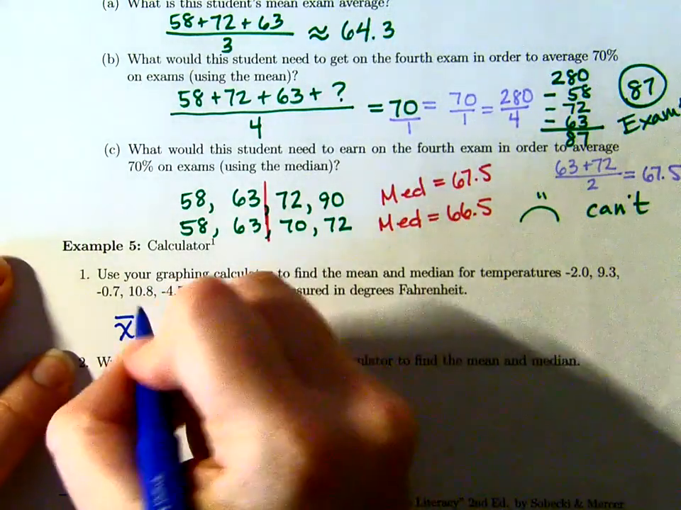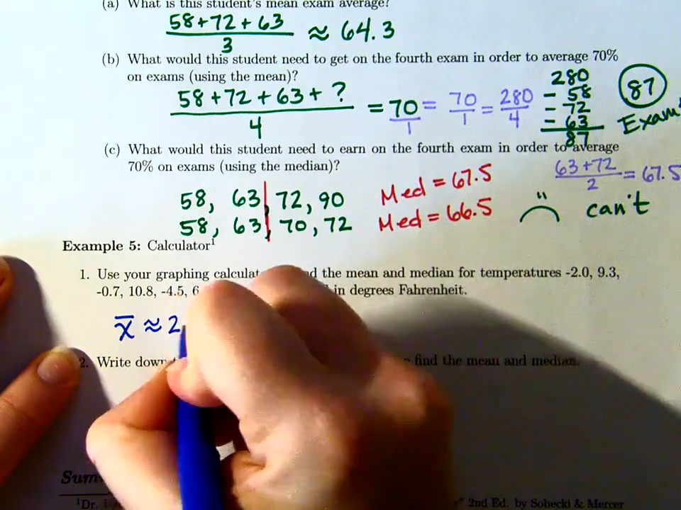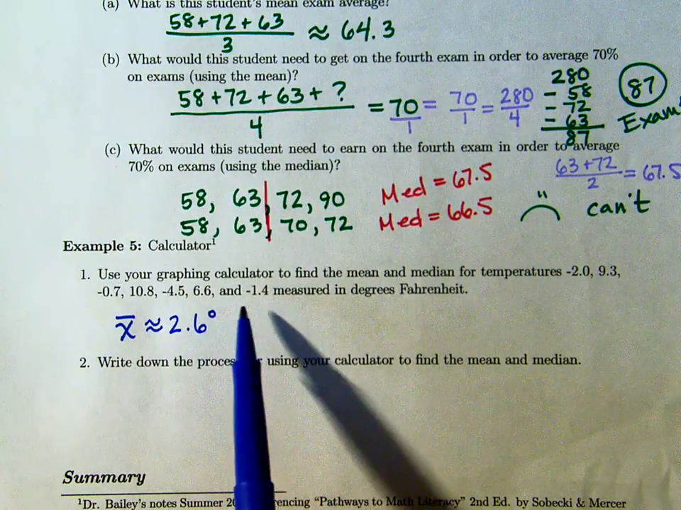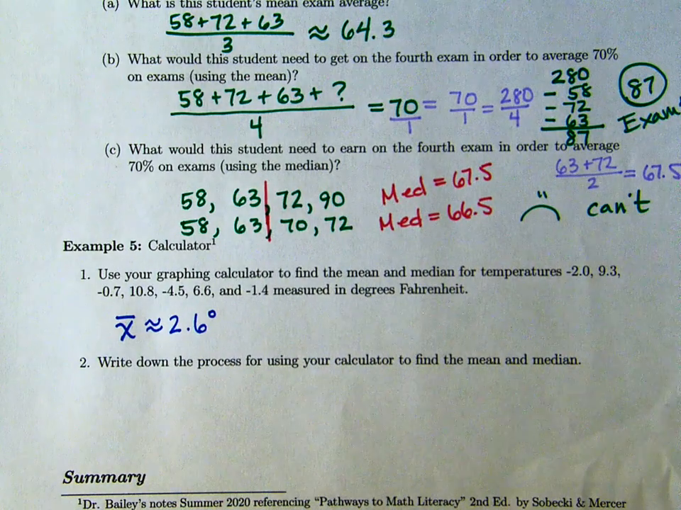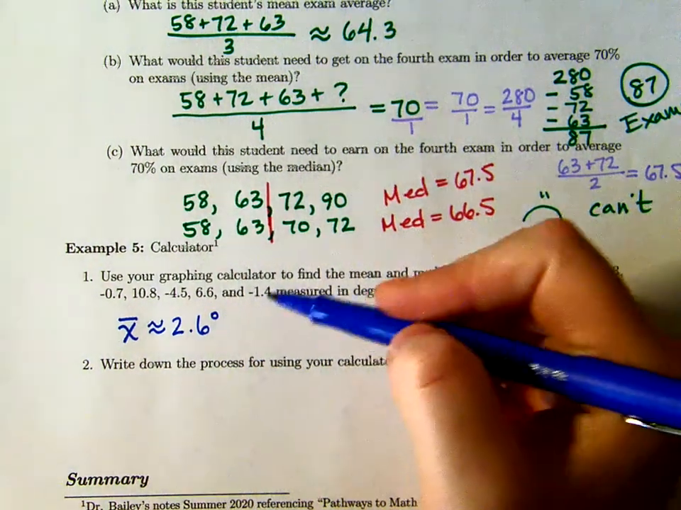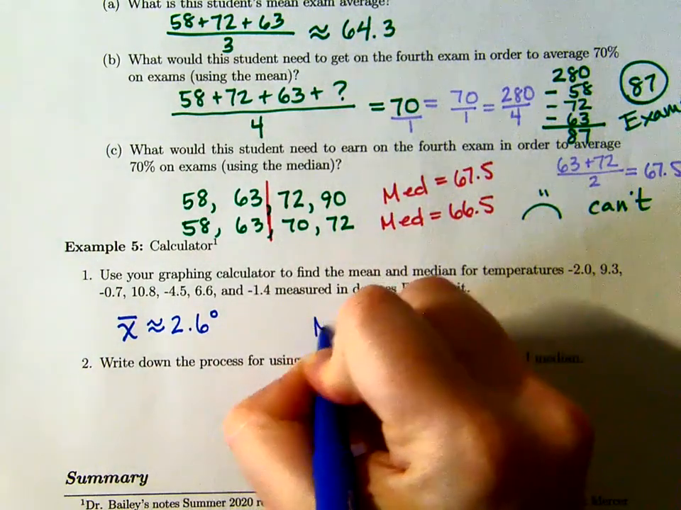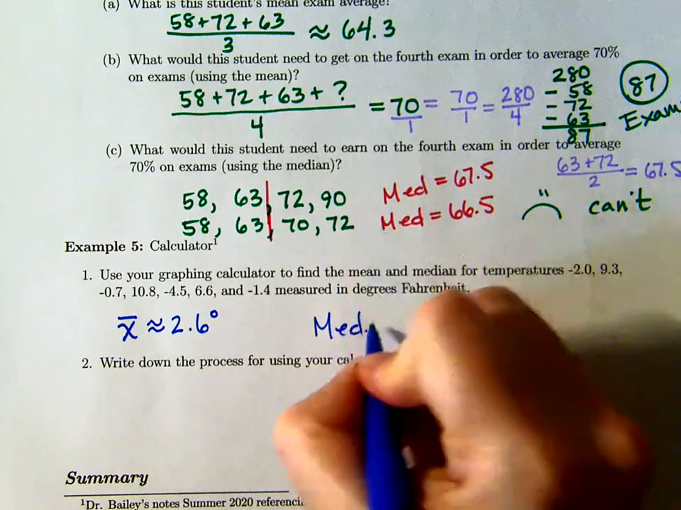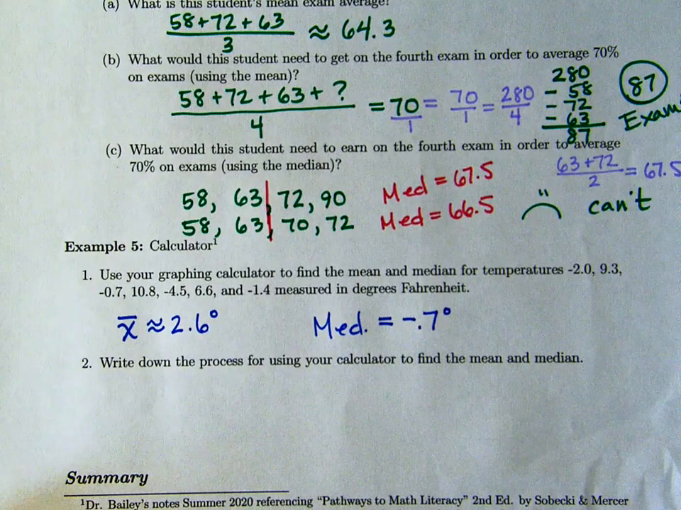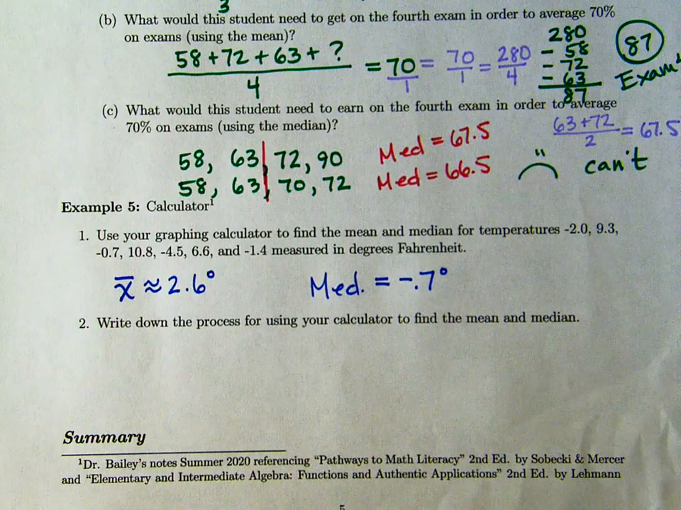The sample mean was approximately, because we're rounding it, 2.6 degrees Fahrenheit. I never do more precision than what has been given to me in my data set. And then, so that was our mean average, and our median was negative 0.7 degrees Fahrenheit. Write down the process for using your calculator to find the mean and the median.